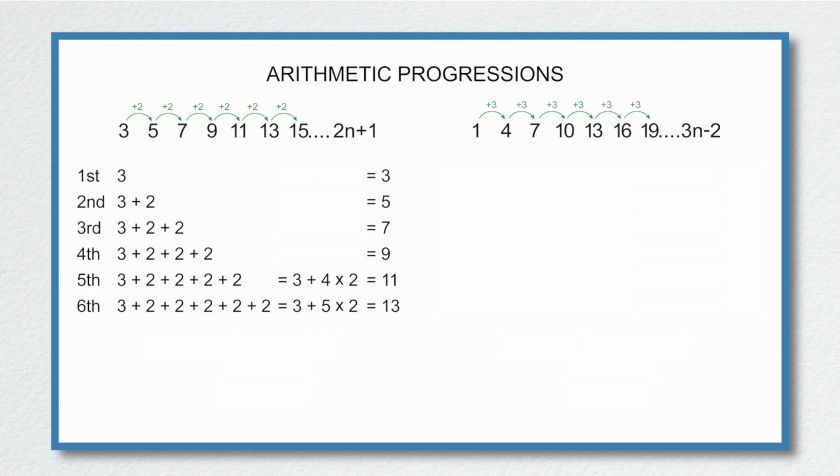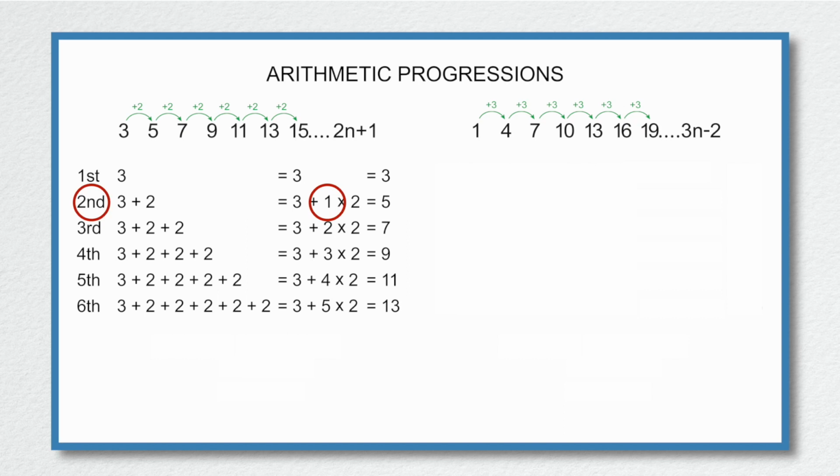With the fourth term, we have 3 add 3 lots of 2. And we can do the same for the third term, so that's 3 add 2 lots of 2. And for the second term, that's 3 add 1 lot of 2. And then of course for the first term it's just 3. Do you spot a pattern?